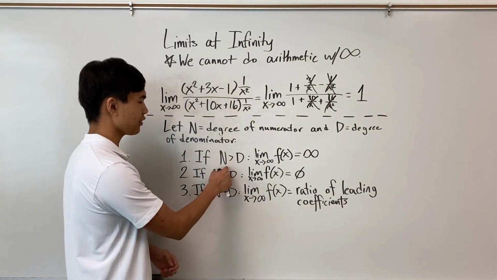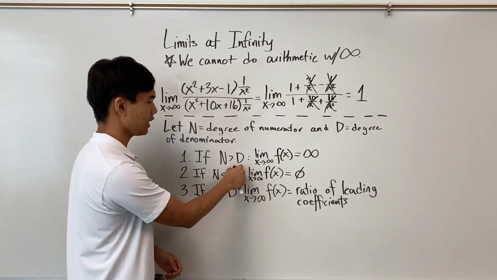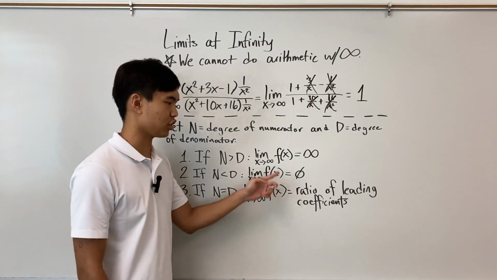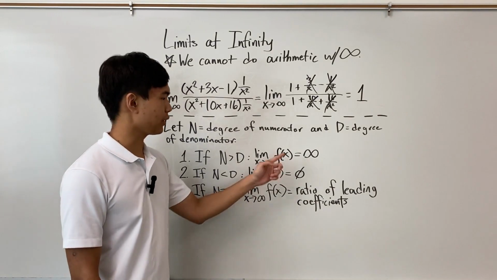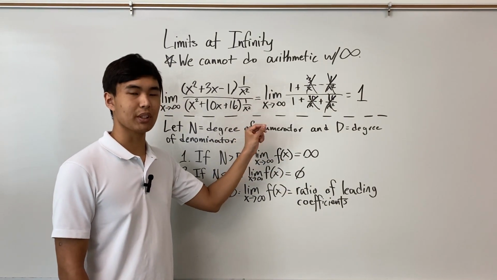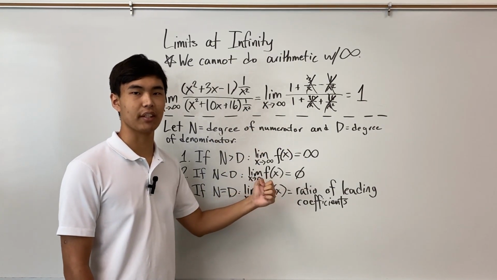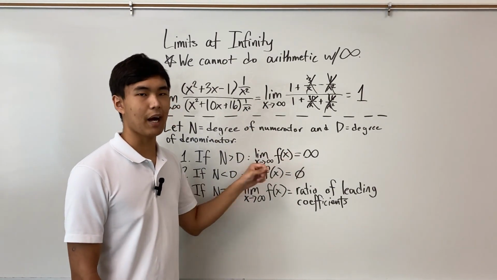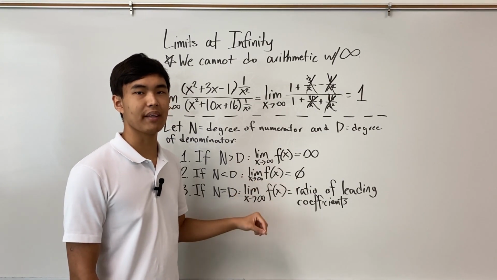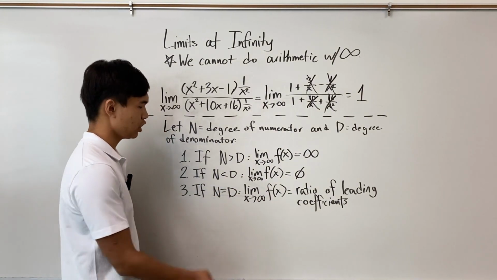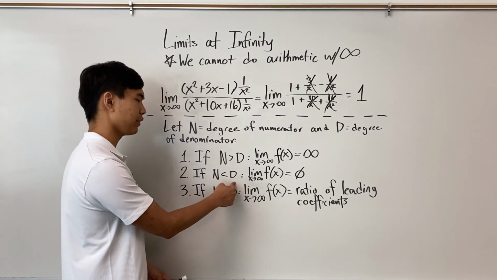First is when the degree of the numerator is greater than the degree of the denominator, and in that case, the limit as x goes to infinity of the rational function is just infinity. And that makes sense because what this tells us is that the gap between the top of the fraction and the bottom of the fraction increases as x goes to infinity. So if the number being divided outgrows the number it's being divided by, then that ratio has to go to infinity.